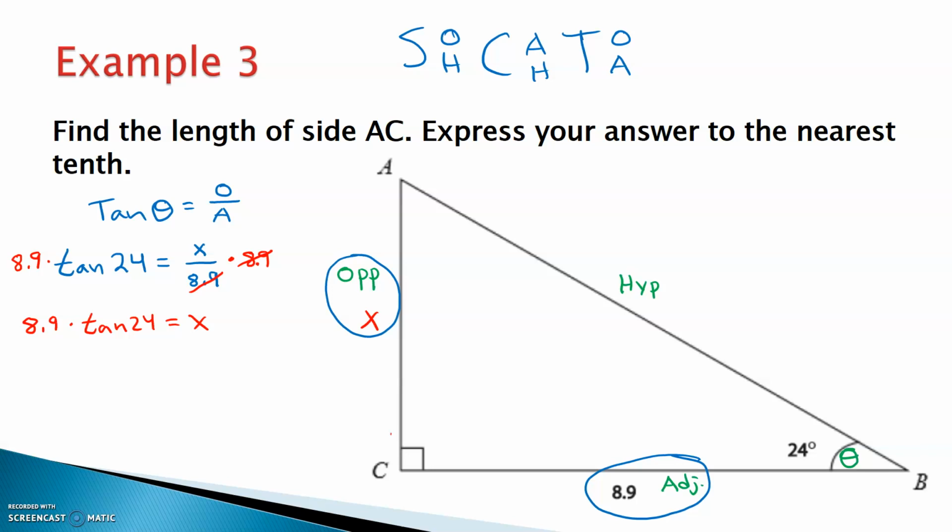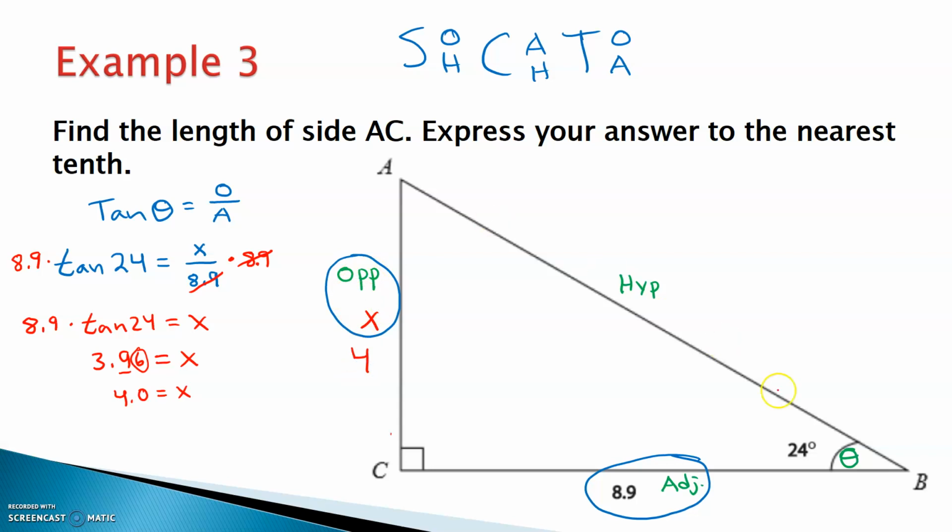Right now my calculator is reading 0.445, blah, blah, blah. And I'm going to hit multiply times 8.9, and I'm going to hit equals, and I get 3.962, and it goes on. But if I round to the nearest tenth, this 9 would have to get kicked up to 4.0 is equal to X, or just 4. So this opposite side measures 4.